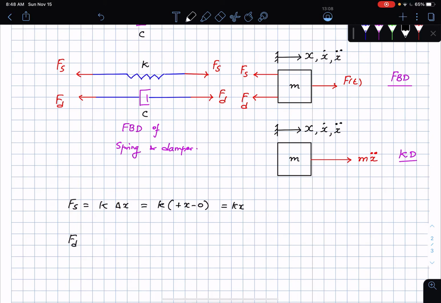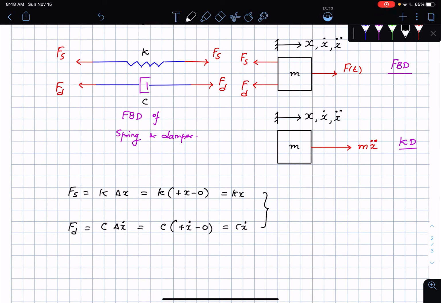Then Fd is going to be c times delta x dot, and this is going to be c times plus x dot minus 0, so this is c x dot, as you can see from the figure here. And then I can say that the sum of forces on the free body diagram is equal to the sum of forces on the kinetic diagram, for the mass.